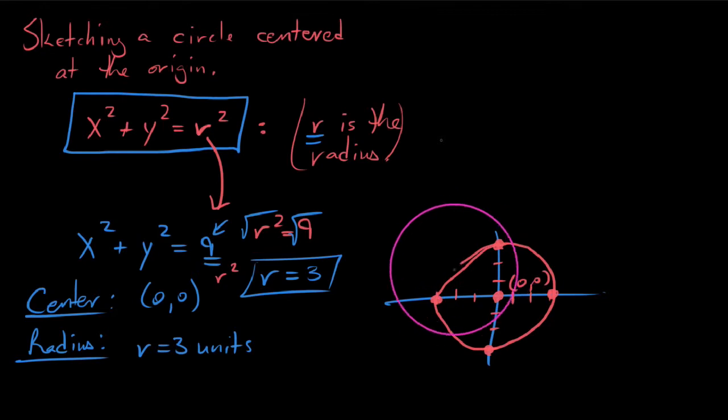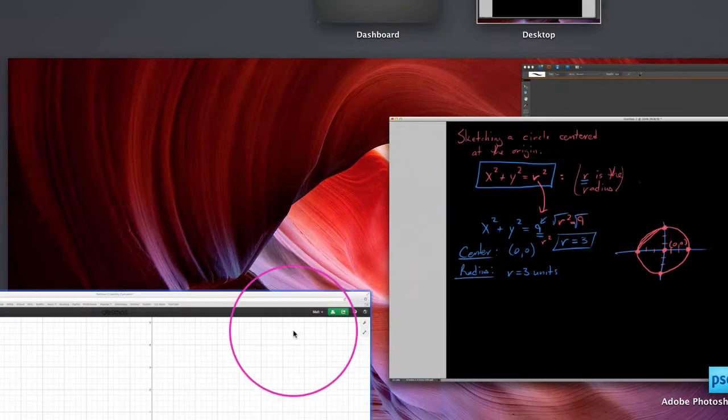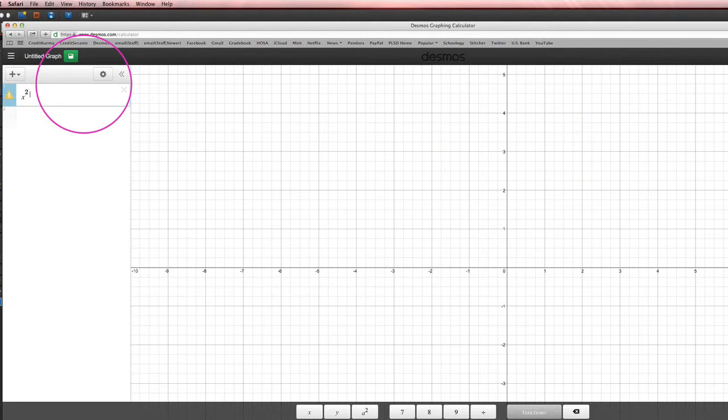But really quickly, I just want to explore how this would look different depending upon the value of r. And so I'm going to head over to desmos.com really quickly here. We're going to say x squared plus y squared equals r squared. You can see me typing this in up here.